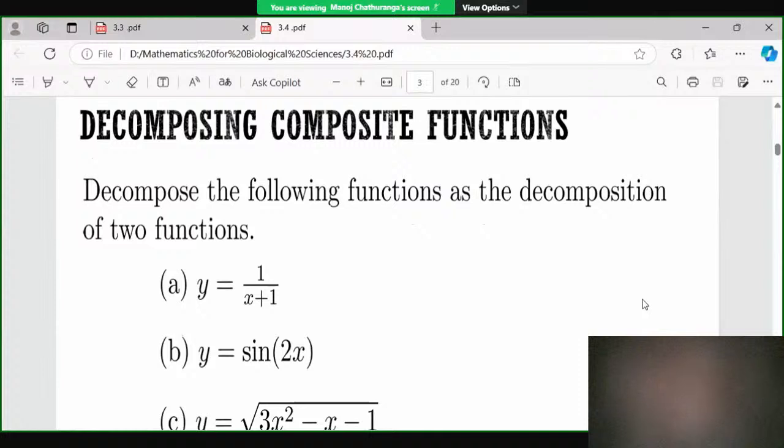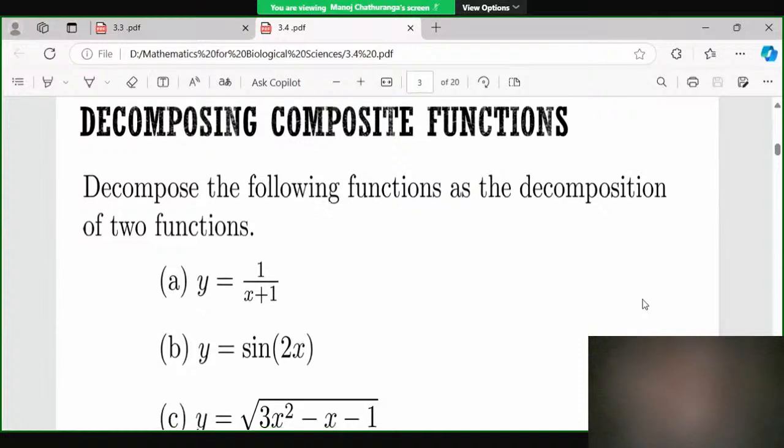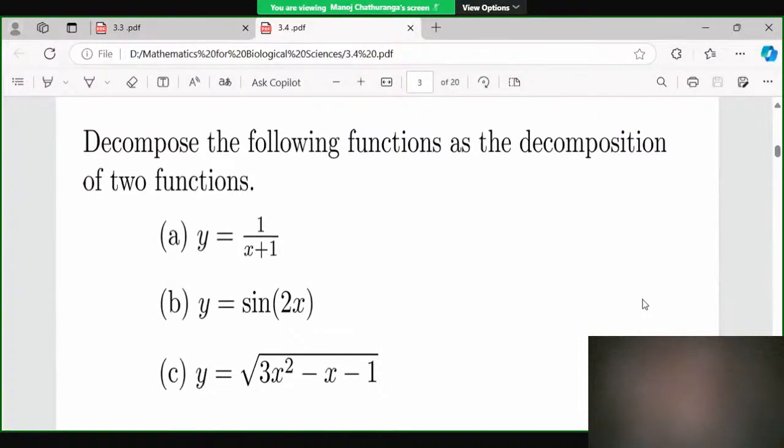Decomposing composite functions. Let's look at these functions in the slide and try to see them as composite functions. The first example is 1 over x plus 1. That is a composite function, a composition of two functions. The outermost function is the reciprocal, 1 over x. Inside that we have x plus 1. So x plus 1 is the inner function.